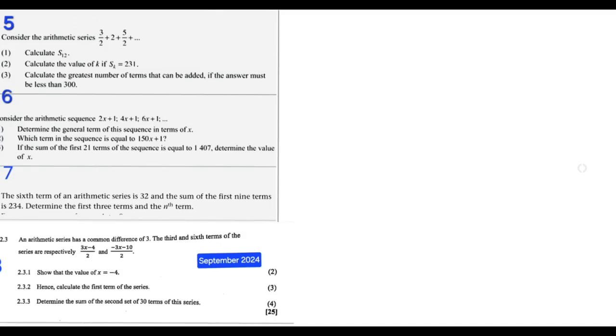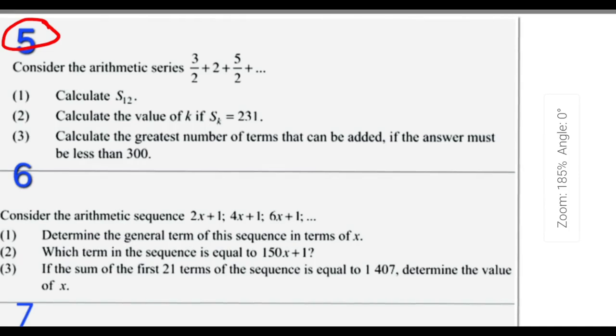Now these are the exam type questions I want to show you. In fact, question number 8 in September 2024, they posed this question. What a nice question. I will show you at the last. Now question number 5.